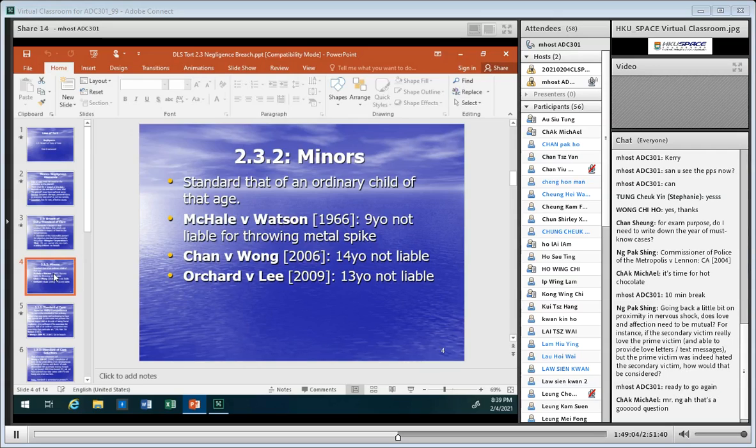Some interesting cases here. First of all, the Australian case, McHale and Watson on page 50. Plaintiff was a 9-year-old girl, and the defendant was a 12-year-old boy. The boy was trying to throw a sharp metal spike into a wooden post a couple of feet away. Well, kids do this, don't they? The spike bounced off the post and struck the girl who was standing a few feet away from the boy.